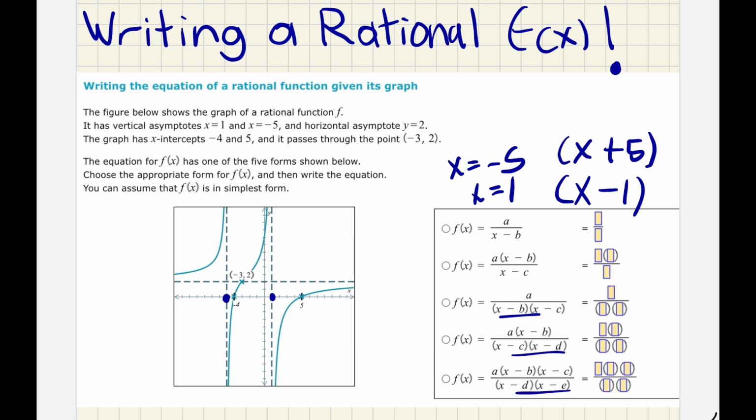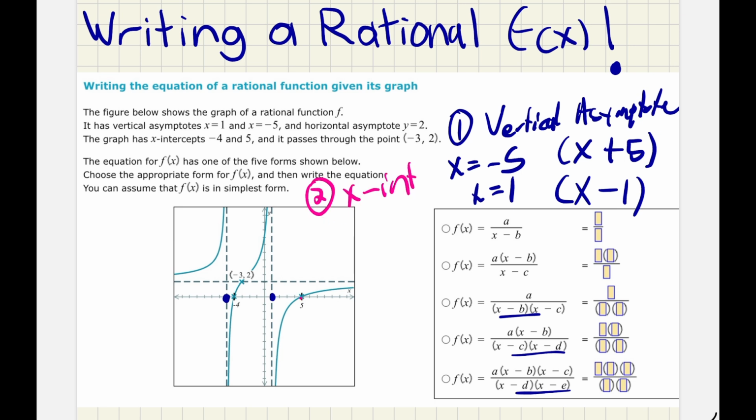Second step, so this is step 1, vertical asymptote. And step 2 is always x-intercepts. That is literally where it crosses the axis. This is x equal 5, and this is x equal -4.